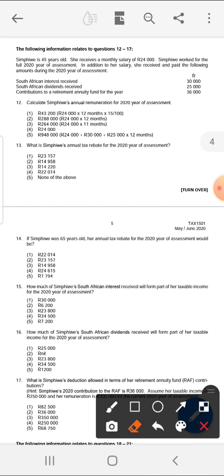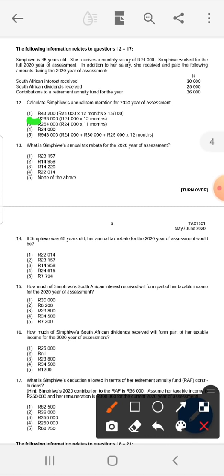Remember, remuneration is the amount that you will receive for providing service. So things that will fall under remuneration, like salary, your bonuses, your fringe benefits, those will be included under your remuneration, like the amount that you receive for providing the service. So for question number 12 we just take our 24,000 multiplied by 12. She worked for the full year of assessment, so 24,000 multiplied by 12 will give us 288,000. So the correct answer for number 12 will be option 2.